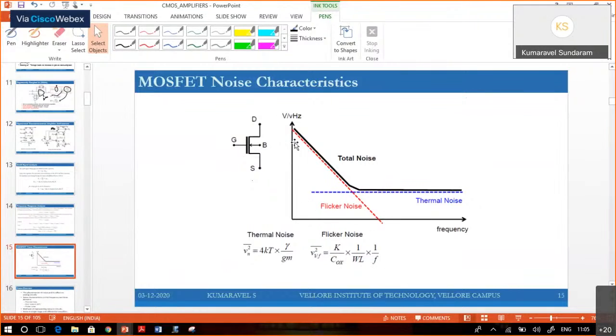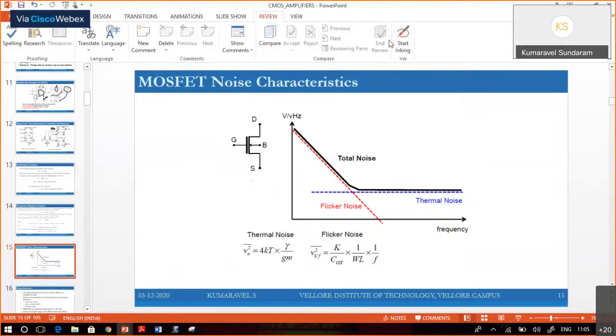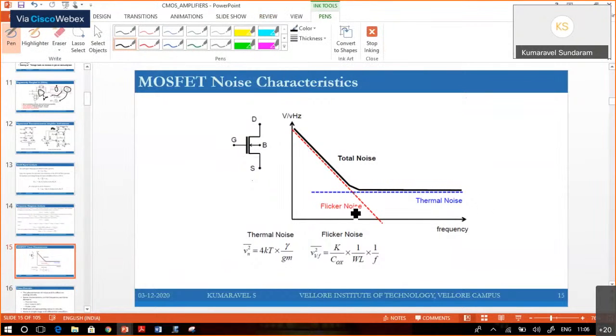If you see the noise characteristic, at low frequency flicker noise dominates, and at high frequency thermal noise is dominant. So flicker noise is at low frequency, at biomedical signal frequencies, less than 10 kilohertz. So flicker noise is going to be contributed. And if you want to reduce the flicker noise, we can go with a PMOS device.